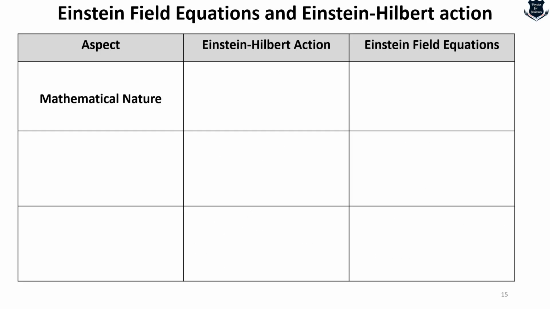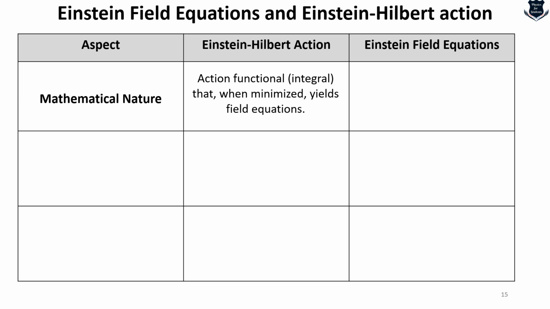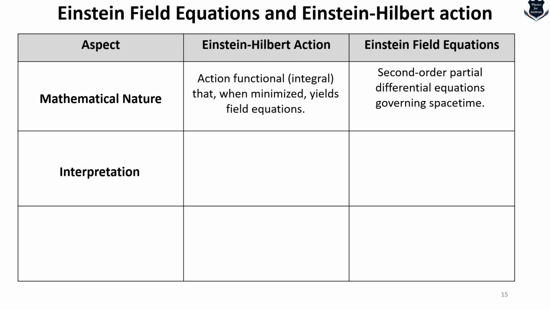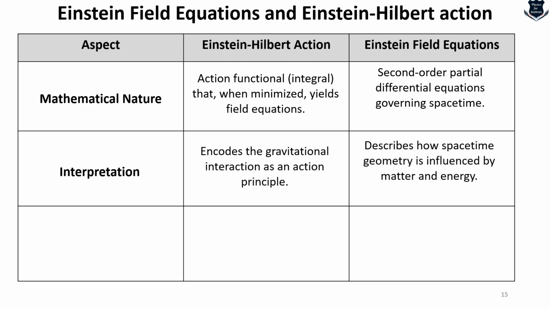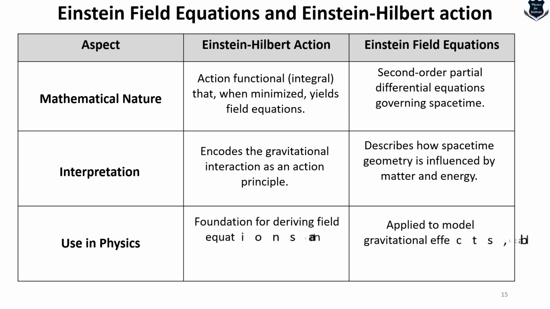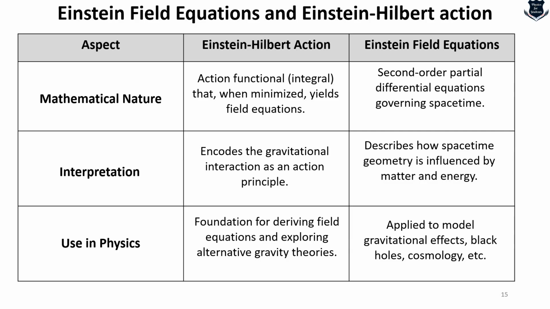If I go by the mathematical nature, then the Einstein-Hilbert action is an action functional which, when varied, yields the field equations. These are second order partial differential equations. The interpretation is that it encodes the gravitational interaction as an action principle, and it describes how space-time is influenced by matter and energy. Its usage in physics is as a foundation for deriving equations and exploring alternative gravity theories when we are trying to unify with quantum mechanics, and it is applied to model gravitational effects, gravitational waves, black holes and cosmology. So from here we can understand the difference, or the relation, between the Einstein field equations and the Einstein-Hilbert action.